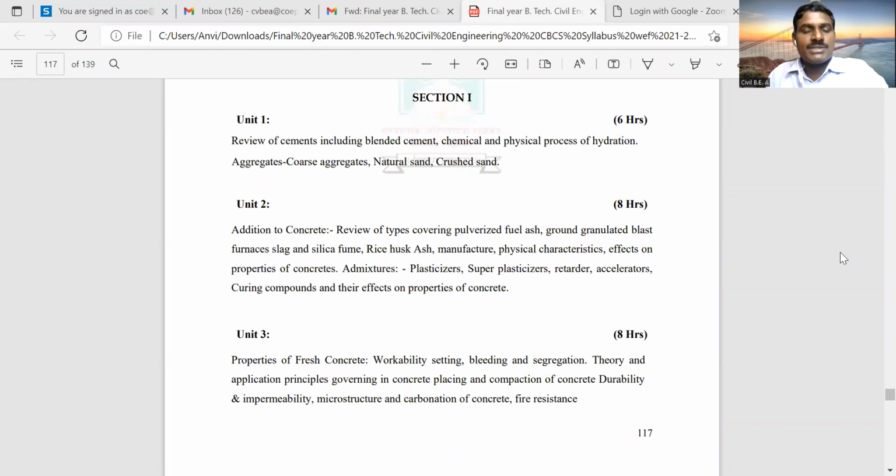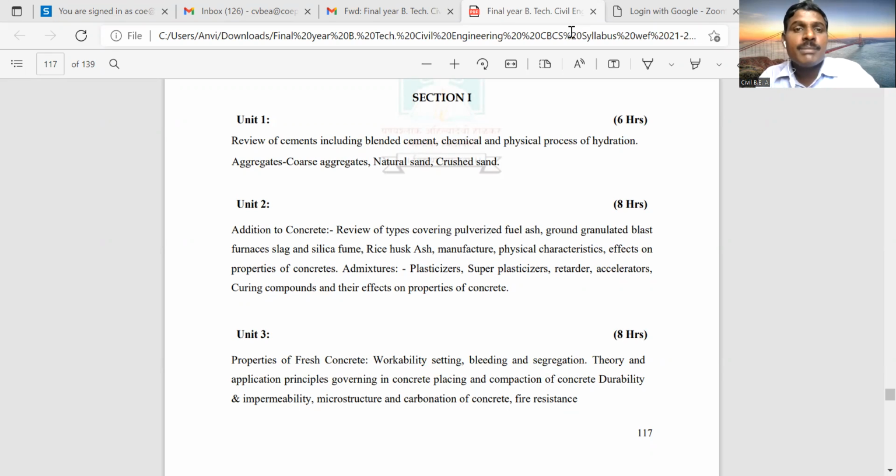You can see the syllabus of this subject. Section 1, unit number 1 is related to the review of cements, including blended cements, the chemical and physical process of hydration, aggregate, coarse aggregate, natural sand, and crushed sand. So what are the ingredients of concrete? The ingredients of concrete are cement, sand, which may be natural sand or artificial sand, also called crushed sand, and aggregates. These are the basic ingredients of our concrete.